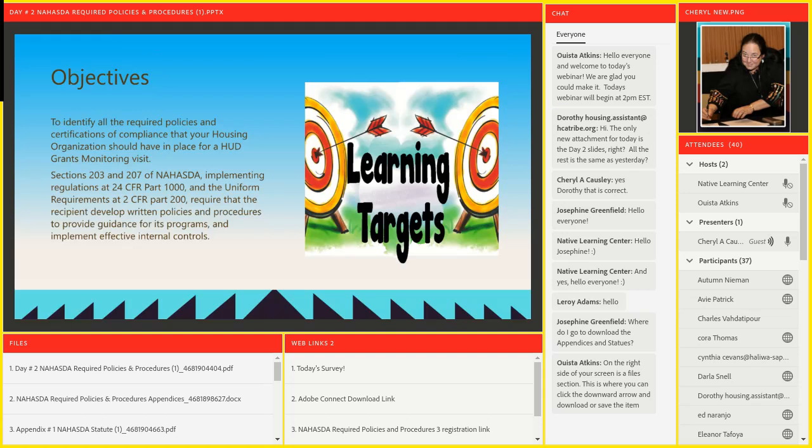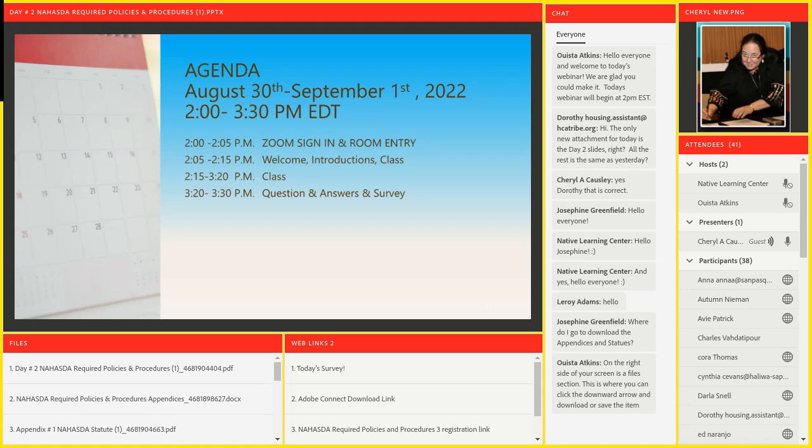Again, we went through our objectives to hopefully identify all the required policies and our certifications of compliance that our organization should have in place. Now, today's presentation is a little bit different. It's going to touch on those. There's a whole bunch of different little policies that a housing entity almost needs in place to run cohesively. I couldn't section them off, so you're going to see when we get into it, but hopefully it's going to help you along the way. And I'll try to explain why they're necessary.